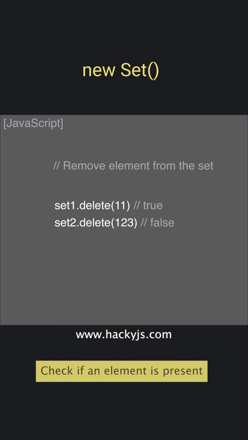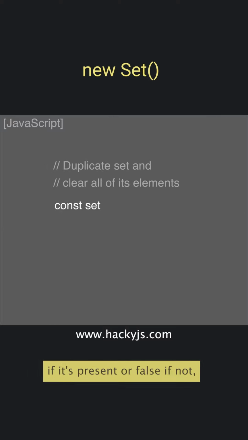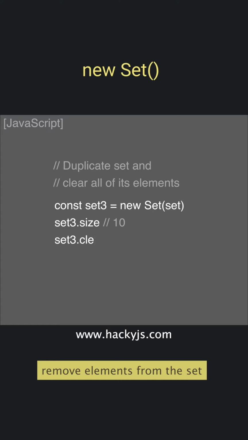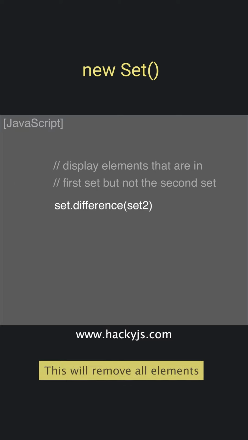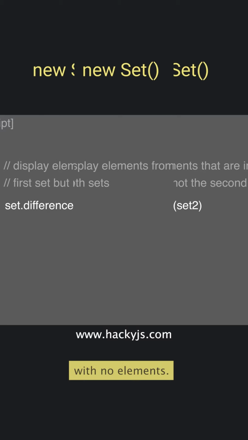Check if an element is present in the set with has method, it will return true if it's present or false if not. Remove elements from the set using the delete method. Clear elements from the set with clear method. This will remove all elements and the set will be empty with no elements.